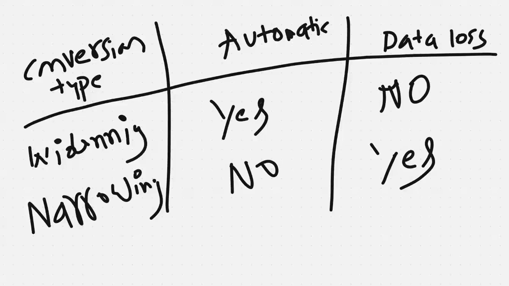Okay. So this is like conversion types and data conversion parts. Okay. Now we can see some questions.